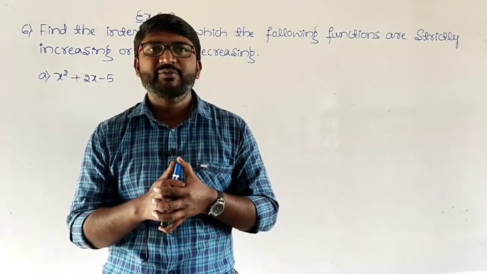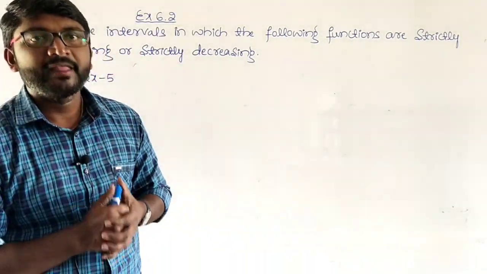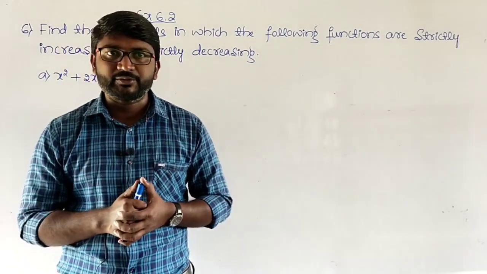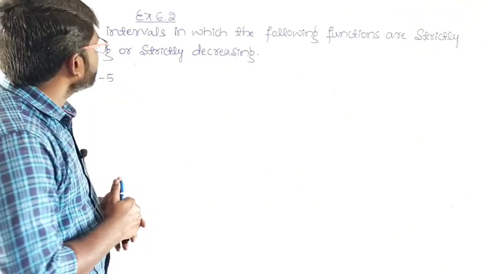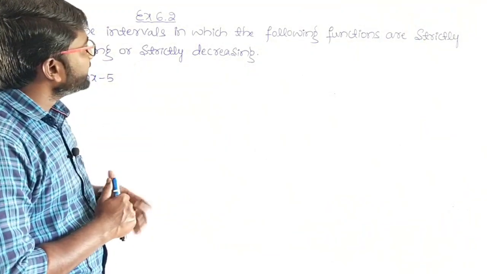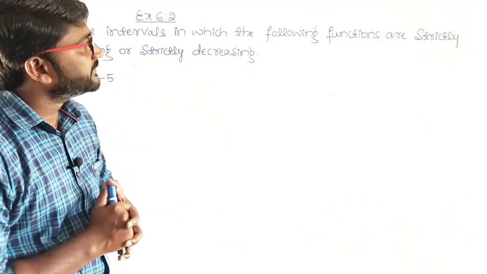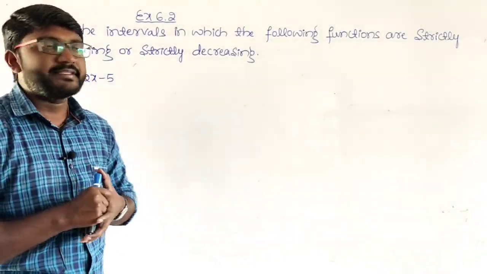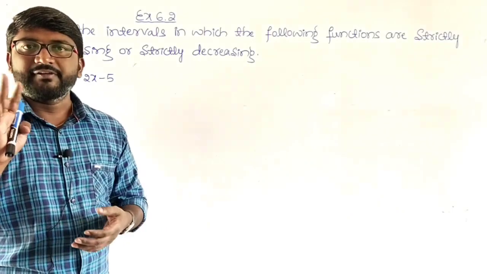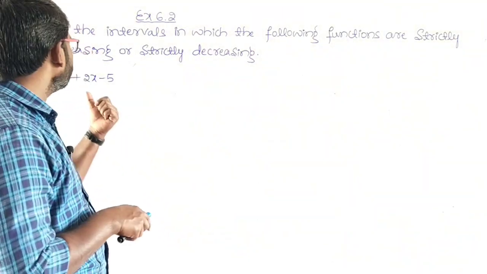So in the last class we started with exercise 6.2 and solved up to the 5th question. So in today's class, let us continue with the 6th question. It is: find the intervals in which the following functions are strictly increasing or strictly decreasing. In this we have 5 sub questions. In that I have taken the first one.